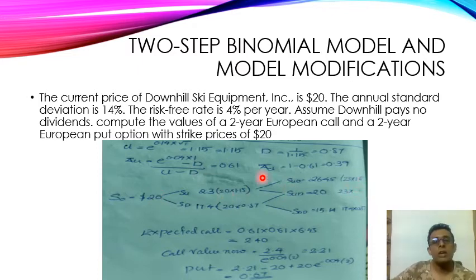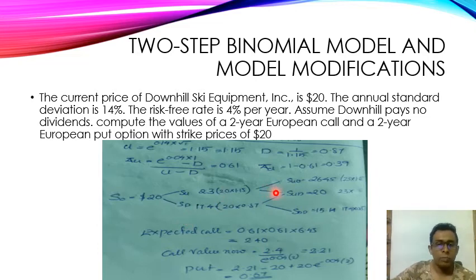So now we have to value our call at year 2. The expected call value will be multiplying the probabilities of all these four with our call value at year 2. Call value at year 2 will be based on the exercises and lapses. Here we have a call option with us.